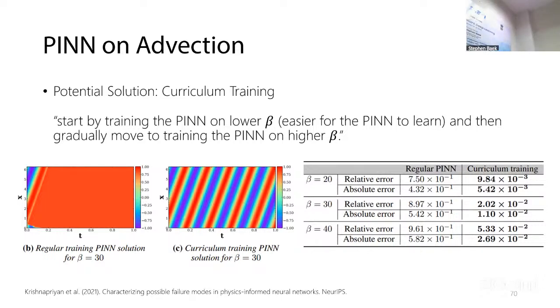Now, the fact that PINN struggles with boundary conditions and advection in general doesn't mean that there's no hope. If you still want to use PINN for whatever problem you're working on, there's one well-known strategy called curriculum training. To be fair, if the speed is too high, if beta is too large, that's already a pretty difficult problem to predict.